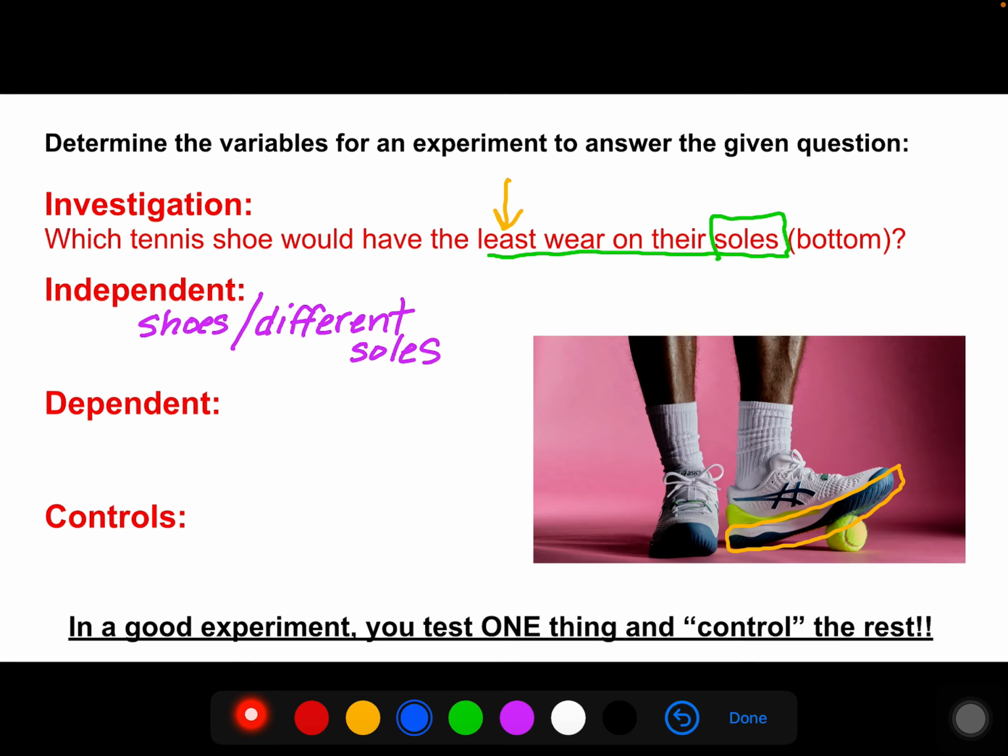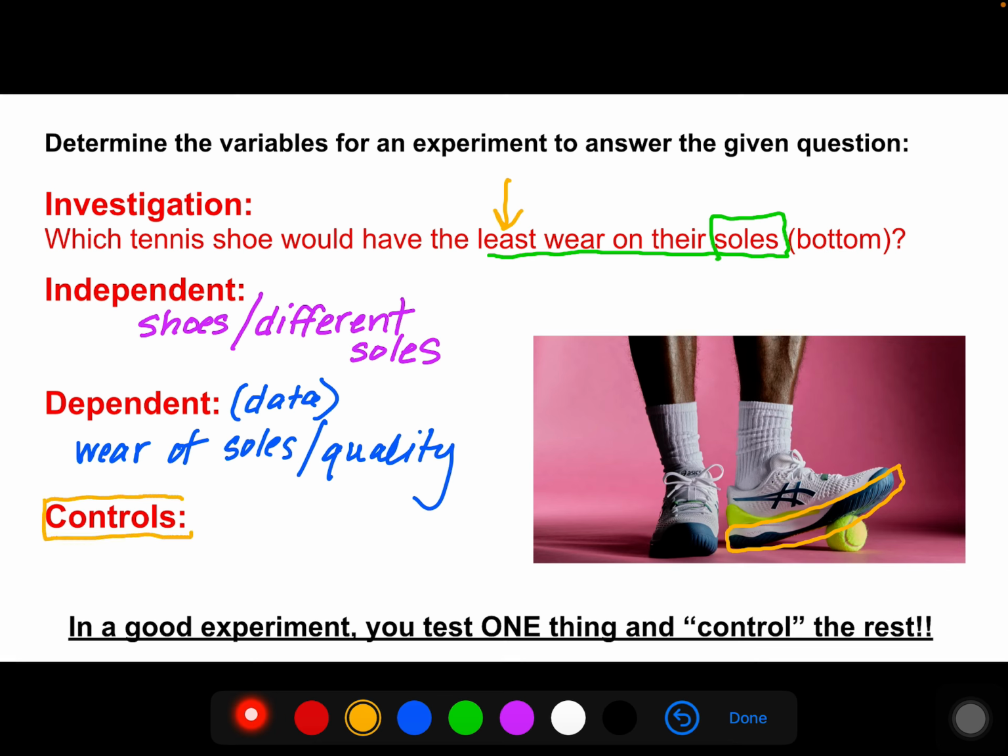How would I know which one ended up being the best? Well, that's my dependent variable. Remember, this is the data that I'm looking at. I would have to compare the wear of the soles at the end, after whatever activity happened, right? Essentially, I'm looking at the quality of them after their use. So controls are what I need to think about to stay the same, right? Because I want to know only the different quality soles.